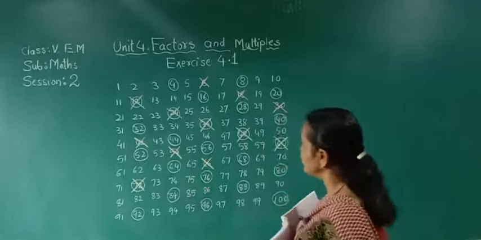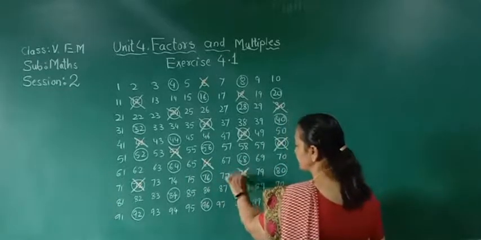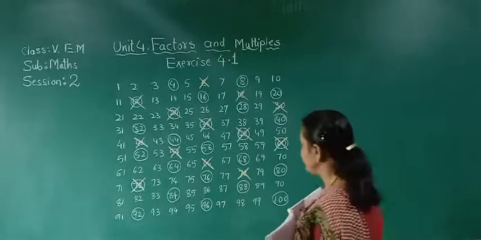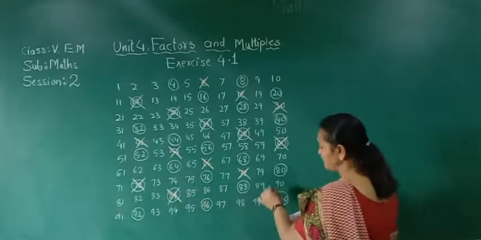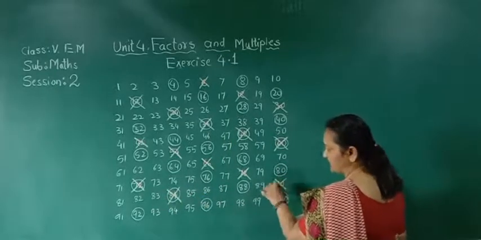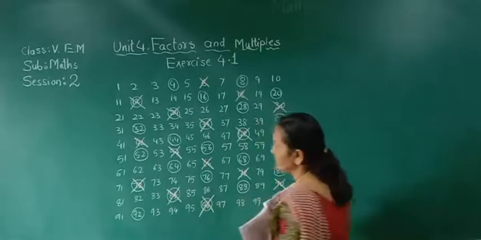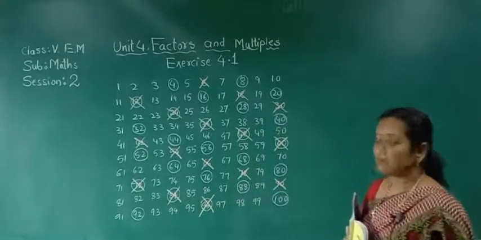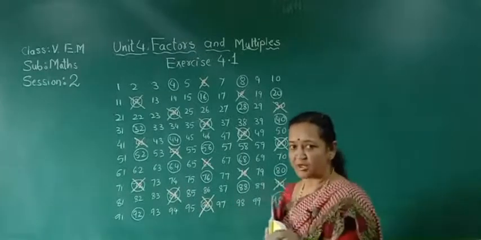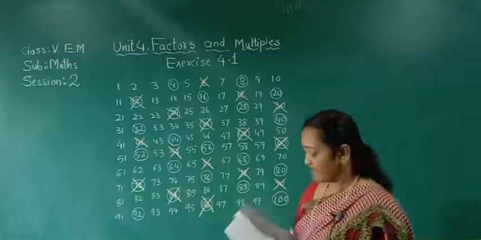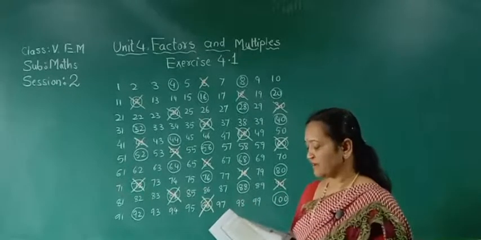This understood? 12 6s are 72, then 13 6s are 78. Then 14 6s are 84, then 15 6s are 90, then 16 6s are 96. These are the numbers which are multiples of 6. So every sixth number here we have crossed with red color. Now what is told? Underline the multiples of 9 with a pencil.